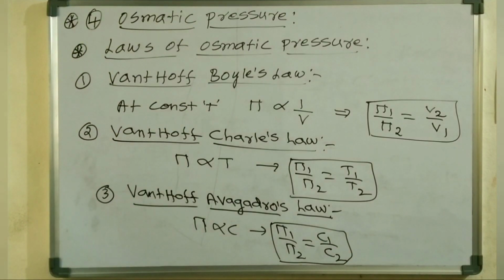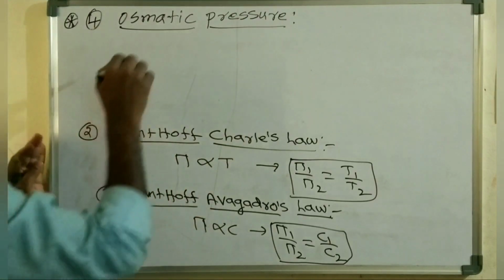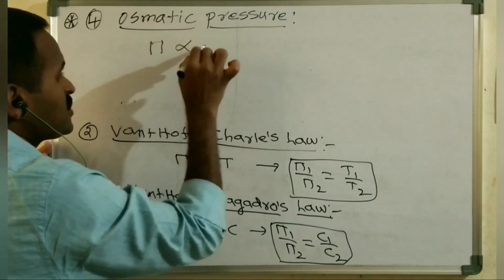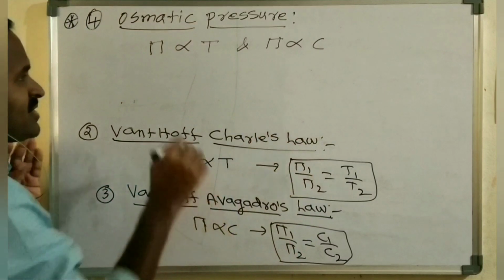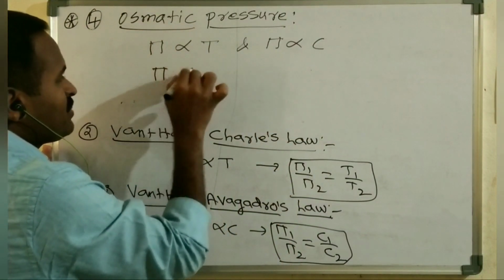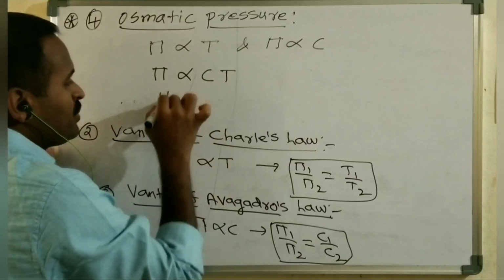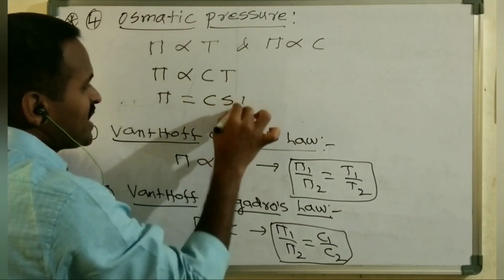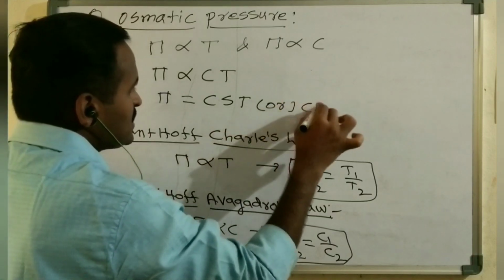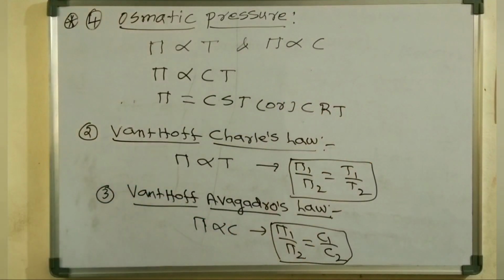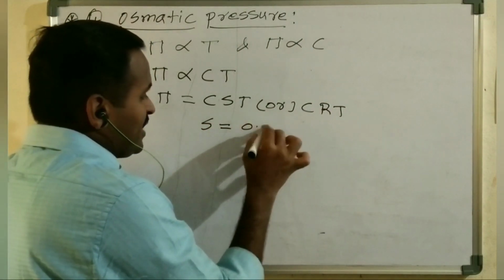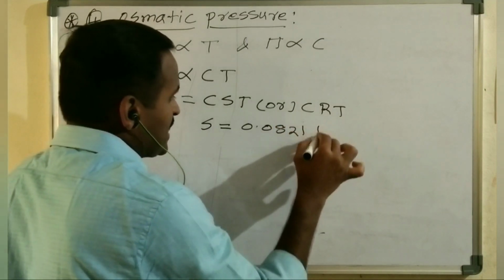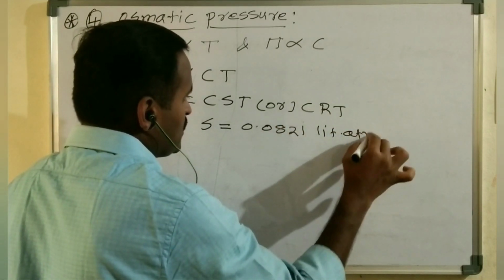By correlating Charles law and Avogadro's law, finally the osmotic pressure pi is directly proportional to its temperature, and the osmotic pressure pi is directly proportional to its concentration. So from this I can write pi is directly proportional to CT, or pi equals SCT, or CRT we can write, where S is the solution constant. Its value is 0.0821 liter atmosphere per kelvin per mole.